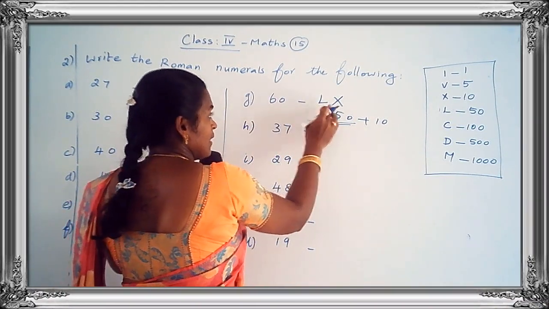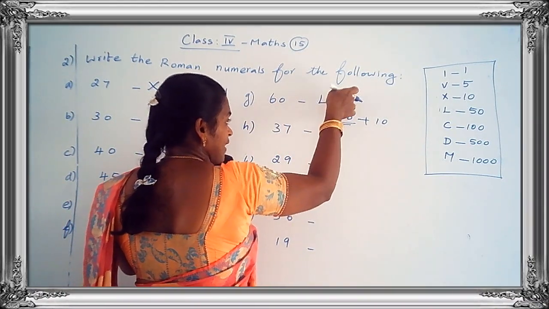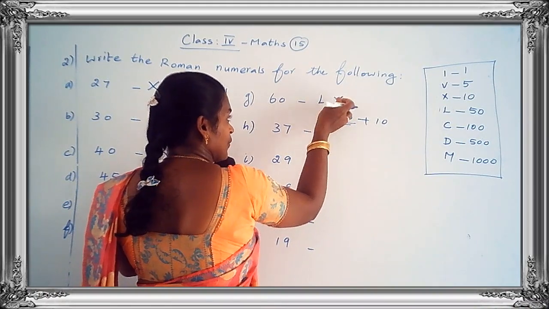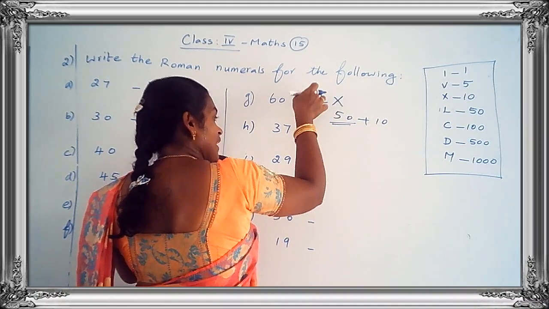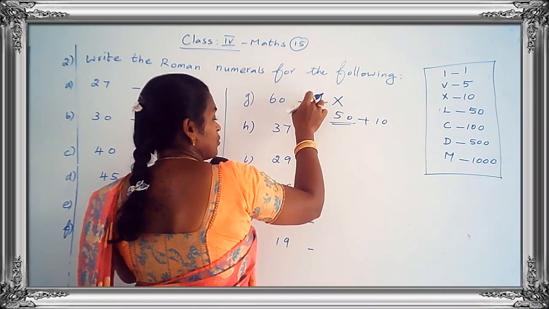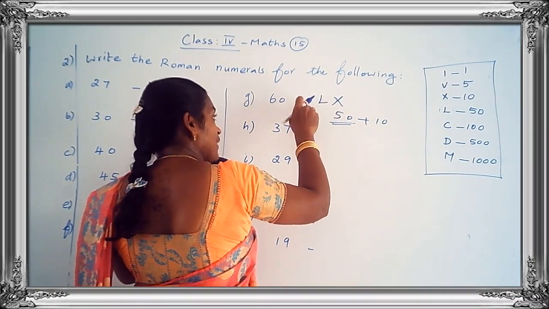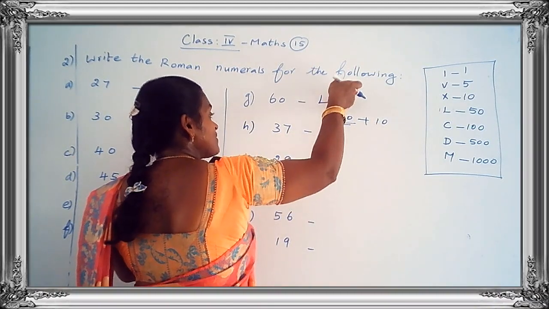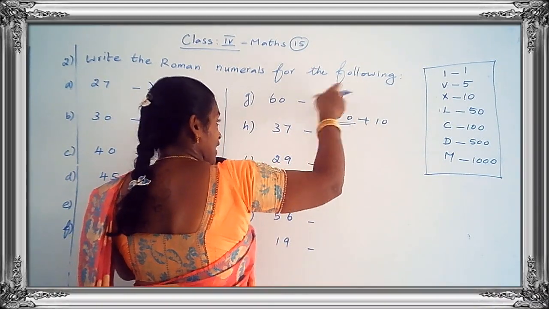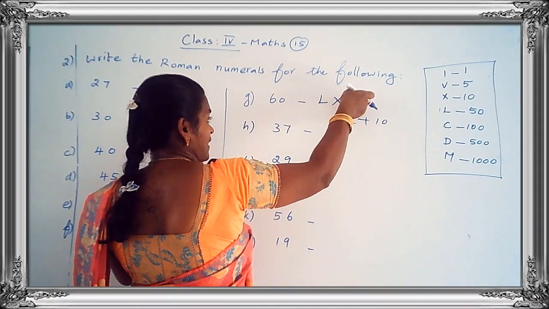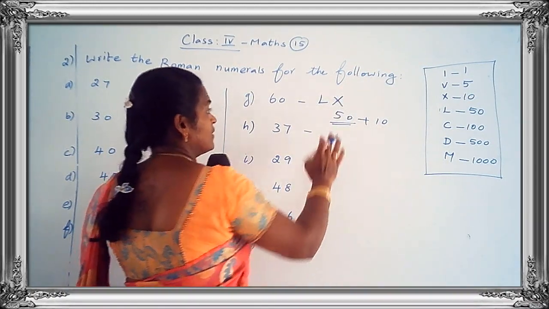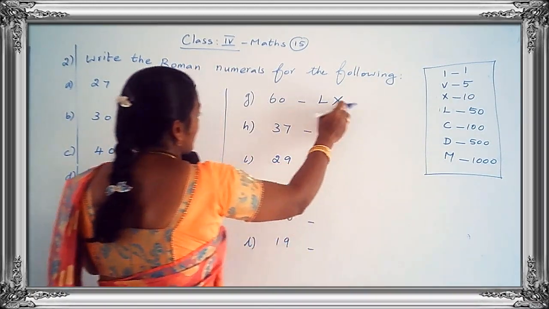Okay, children? We wrote X after L. Then what should we do? Add both. If X is written before, what should we do? Subtract. When X is written before the large number, it is subtracted. Suppose X is written after the large number, it is added. Okay, children? Are you clear? Yes. So 60 means LX.